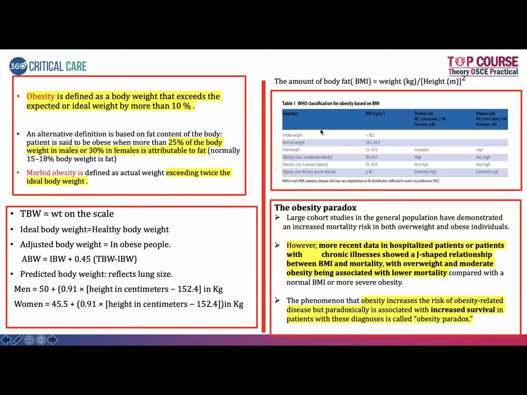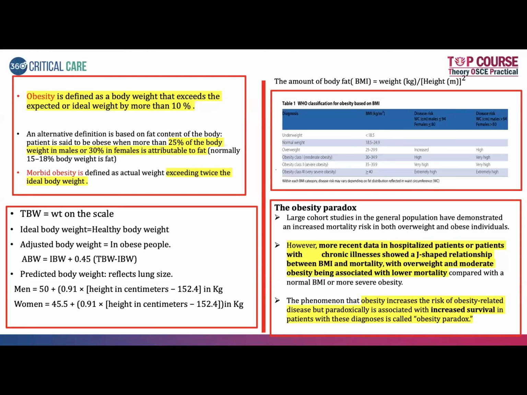So what is the classification of obesity? This is mainly based on the body weight divided by height in meters squared. Underweight is when the BMI is less than 18.5. Normal is 18.5 to 24.9. Overweight is 25 to 29. Class 1 obesity is 30 to 34. Class 2 is 35 to 39. Class 3 is more than 40.